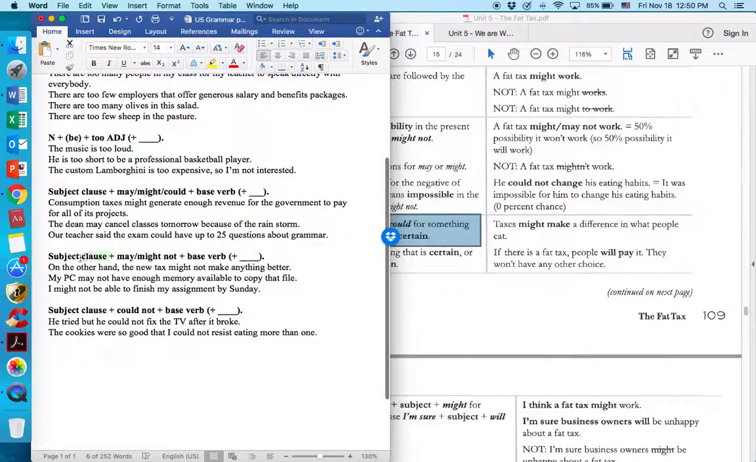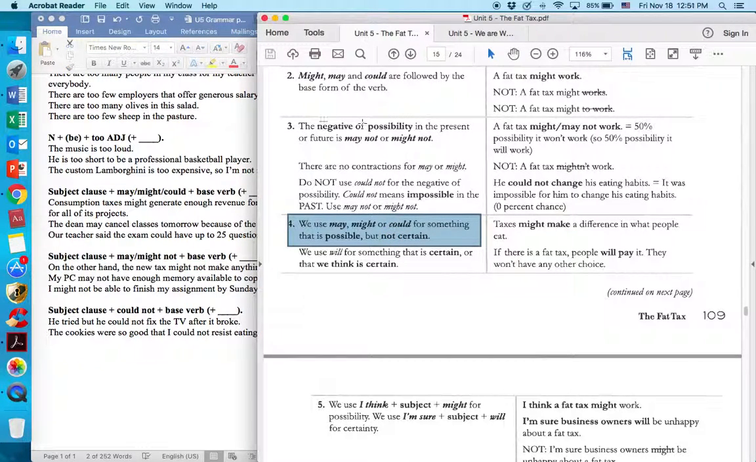Next, general pattern. Subject clause plus may not or might not plus base verb and then something optional to describe the negative possibility, not the impossibility. On the other hand, the new tax might not make anything better. It might make something better, but it might not. That's a negative possibility, right? The negative of possibility is not the same as impossible.